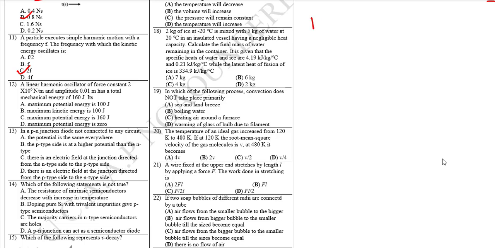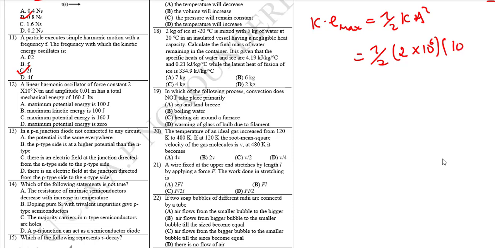Since we have a spring, let's calculate the maximum kinetic energy. KE max will be equal to a half times k A squared. So this will be equal to a half, the spring constant is 2 times 10 to the power 6, times the amplitude squared, that's 10 to the minus 2, all of that squared. So the 2 and 2 cancel, so I have 10 to the 6 times 10 to the minus 4. So this will be equal to 100 joules. So KE max is 100. So option B is correct.